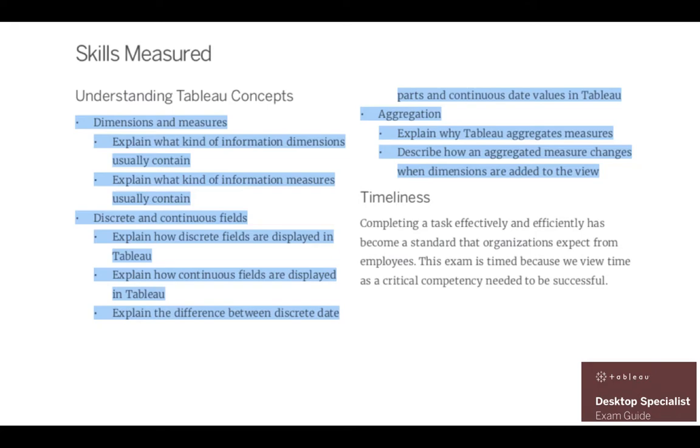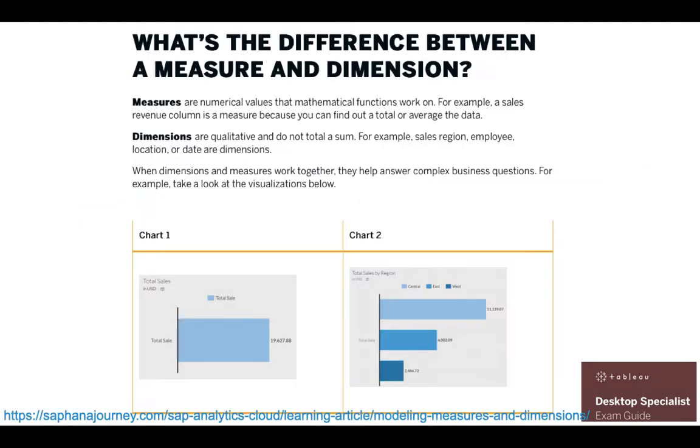So what is the basic funda behind that? What are dimensions and measures? How does Tableau perceive the same? And at the same time, what is the difference between discrete and continuous fields? So let's get started. What's the difference between a measure and a dimension?